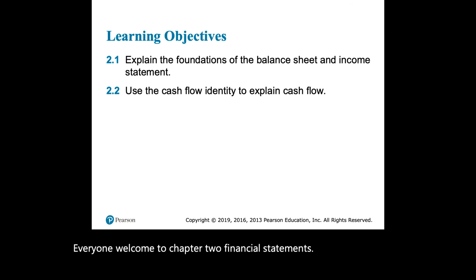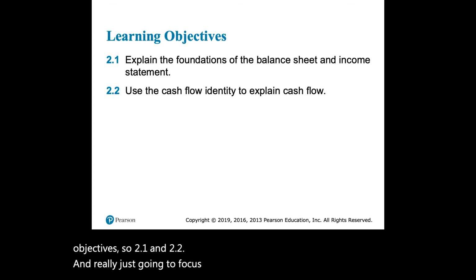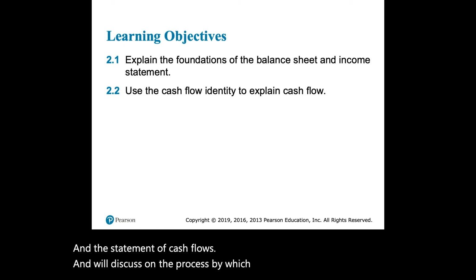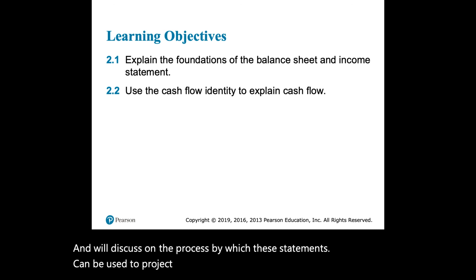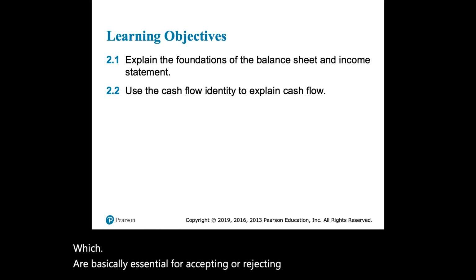In this lecture, we're going to take a look at two specific learning objectives, 2.1 and 2.2. We're really just going to focus on the interrelationship of the four financial statements: the income statement, the balance sheet, statement of retained earnings, and the statement of cash flows. And we'll discuss the process by which these statements can be used to project a firm's future cash flows, which are basically essential for accepting or rejecting projects that we'll be doing later on.